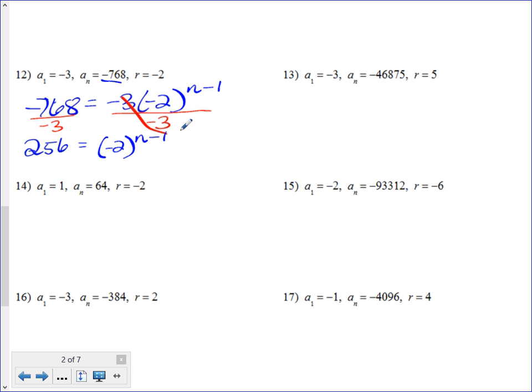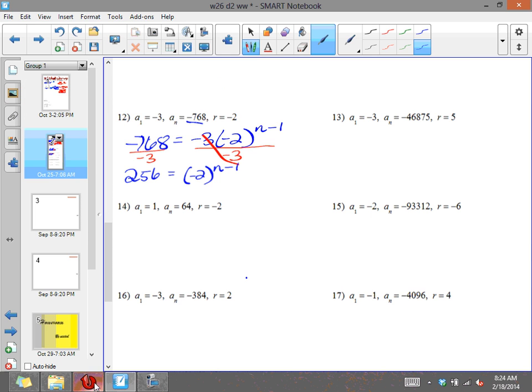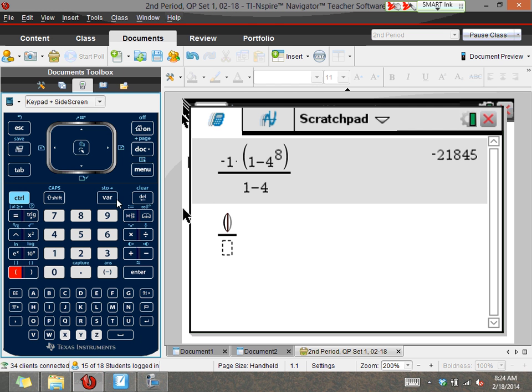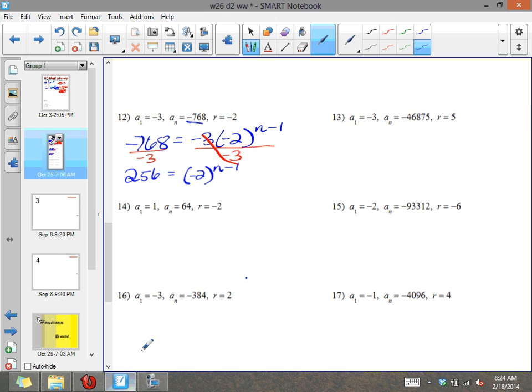Now, like I said, I'm not going to teach y'all logs yet, but here's what I do want you to be able to think. You can think that negative 2 to some exponent has to be equal to 256. Technically, if I didn't know how to do this problem, I would just start trying some different exponents. Negative 2 to the what will be equal to 256?